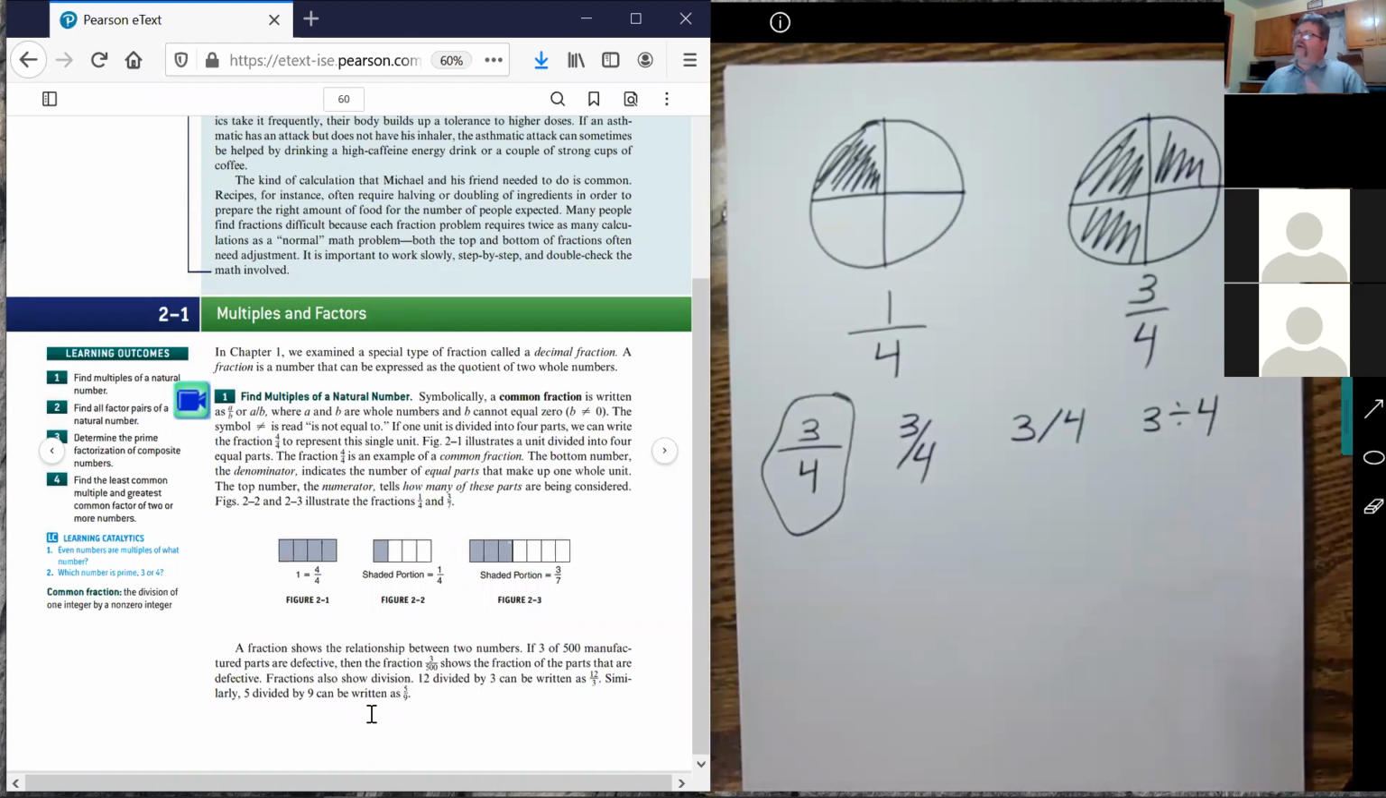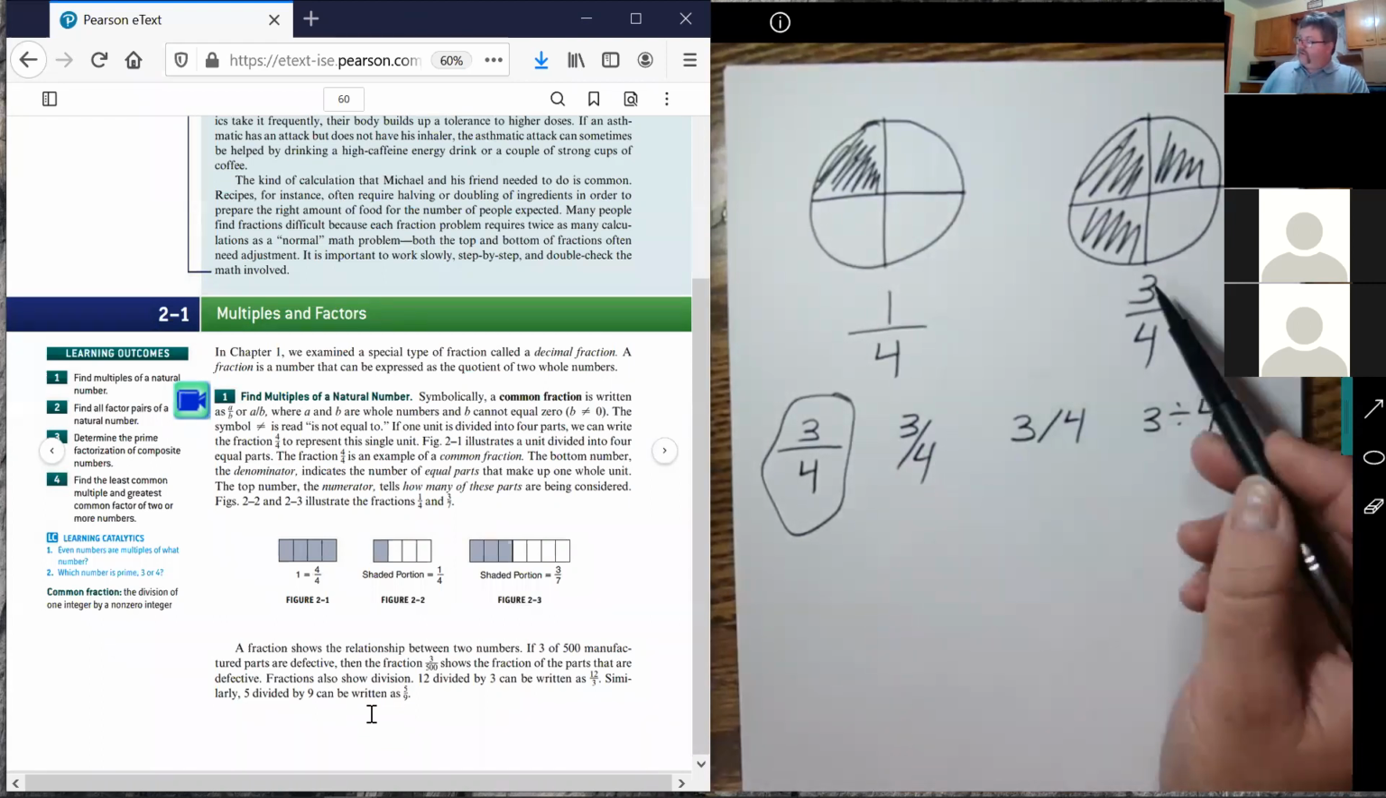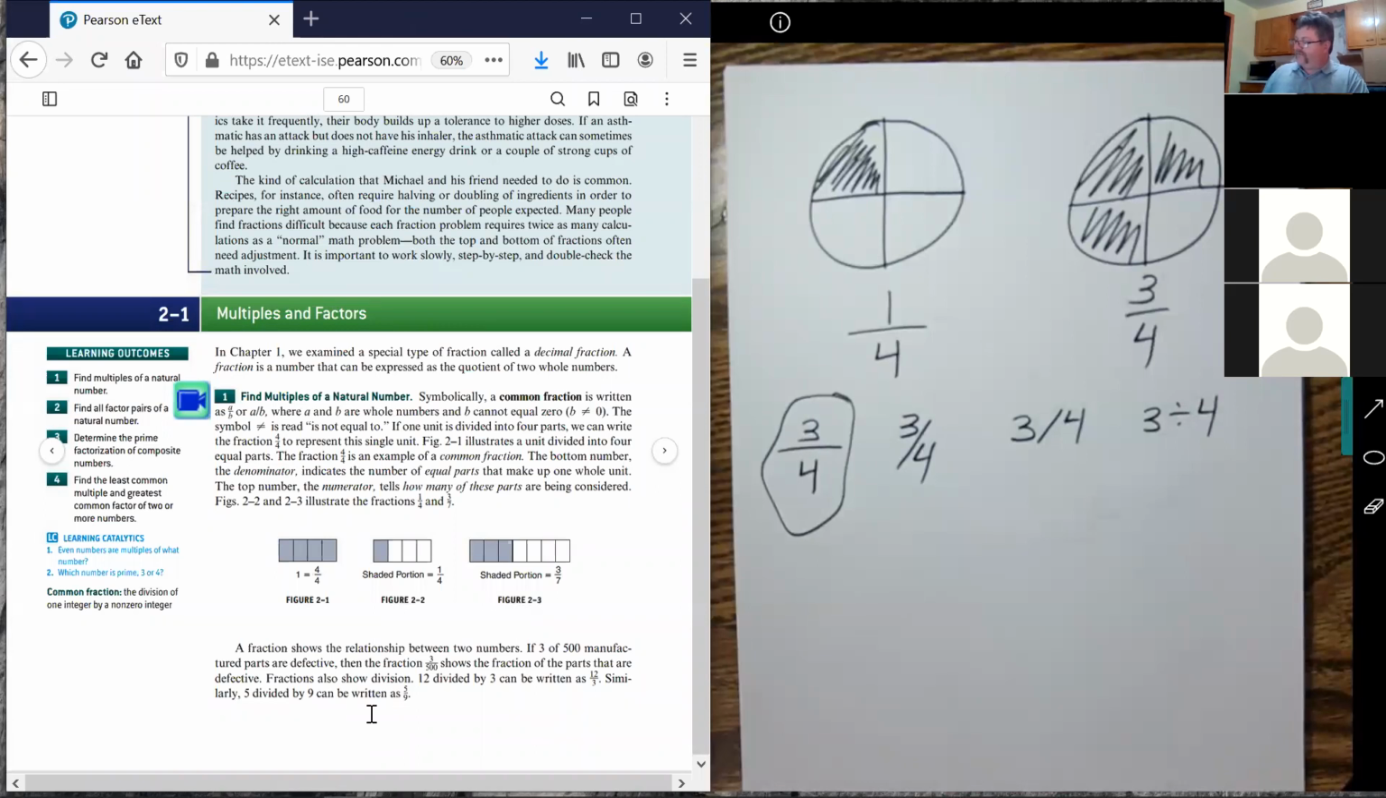All right, fair enough. So I got 1 out of 4 pieces. I've got 3 out of 4 pieces. Those are both what we would call proper, because 1 divided by 4, that's something less than 1. 3 divided by 4, that's something less than 1. Okay.